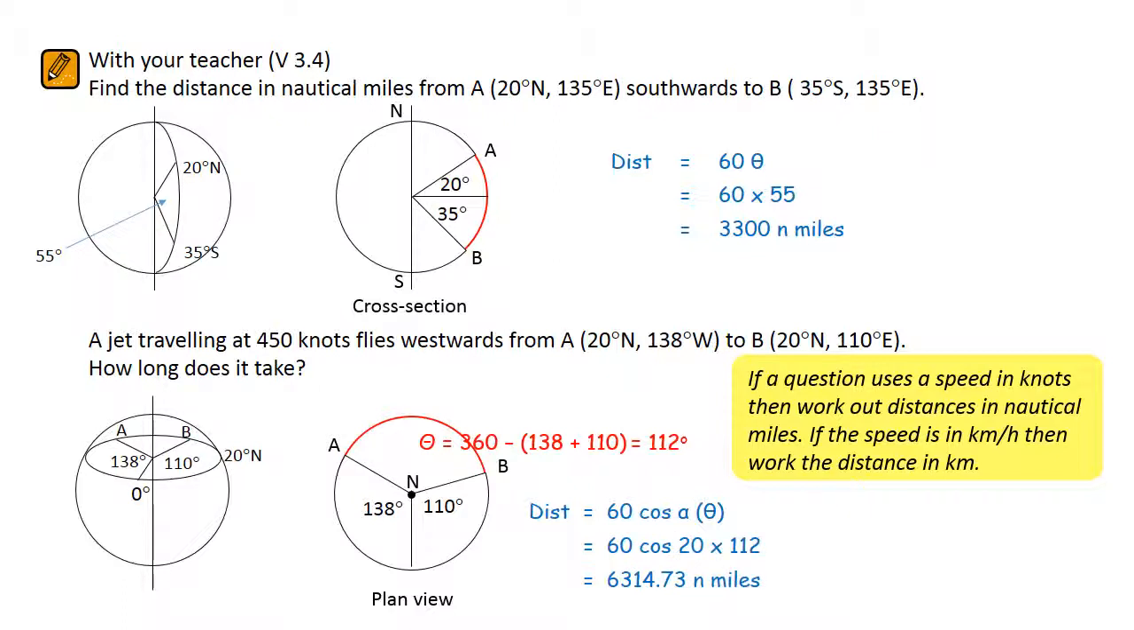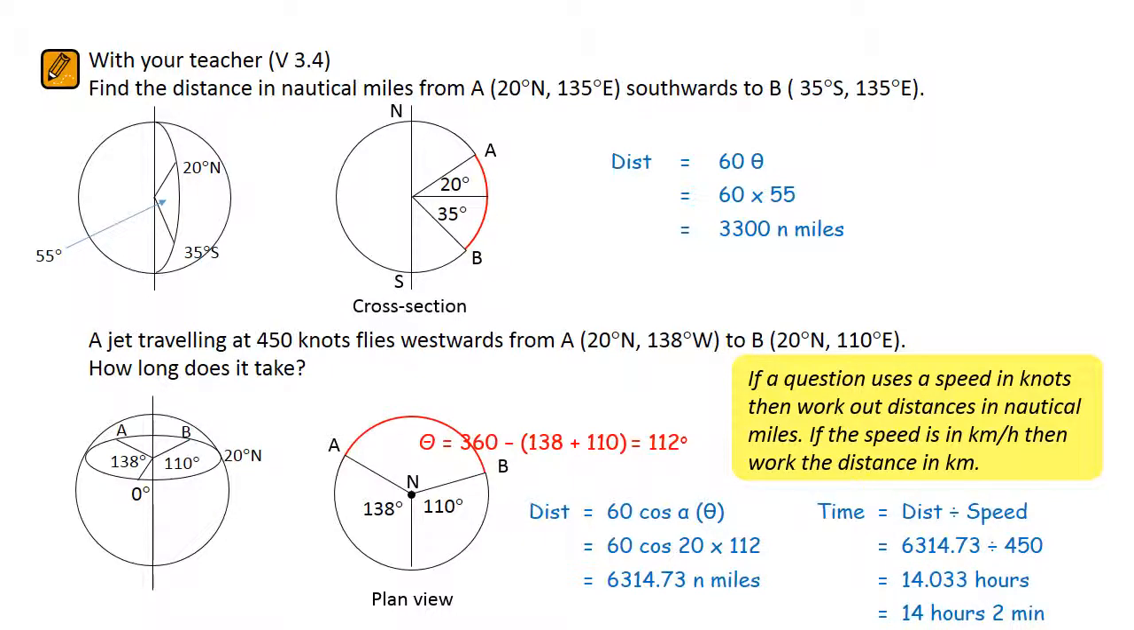But the question asked us for the travel time, so we need to turn to our old distance, speed, time formula. These formulas work just the same when using nautical miles and knots. Time equals distance divided by speed. That's a distance of 6,314.73 nautical miles divided by a speed of 450 knots. Convert your final decimal answer into hours and minutes.